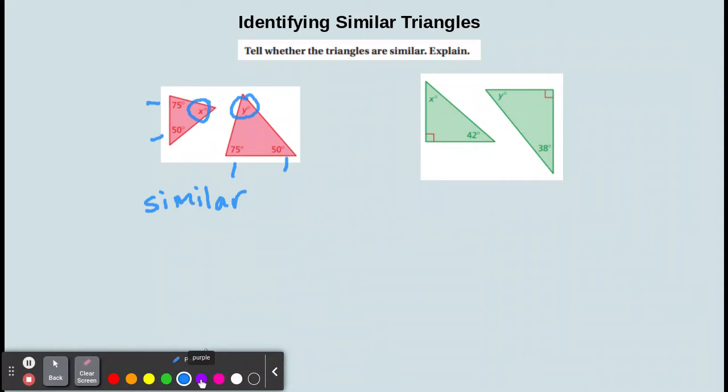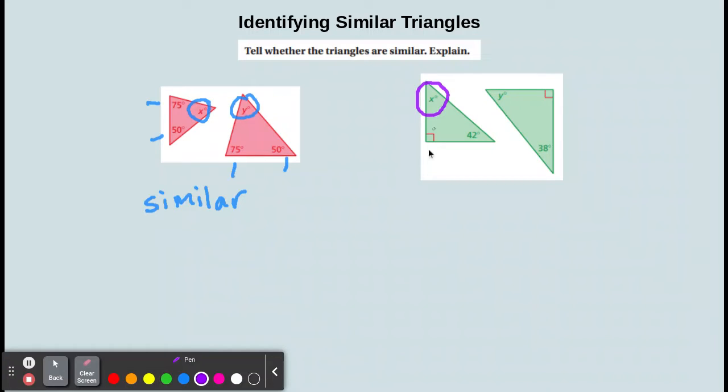Okay, now looking at this other set of triangles. In order for us to determine if these two triangles are similar, we need to either solve for y or x. We have a right angle, 42, and this one has a 38. We don't know if this x equals 38 or if this y equals 42, because if they did, then we would know that our two triangles are similar. So we need to solve for either x or y.